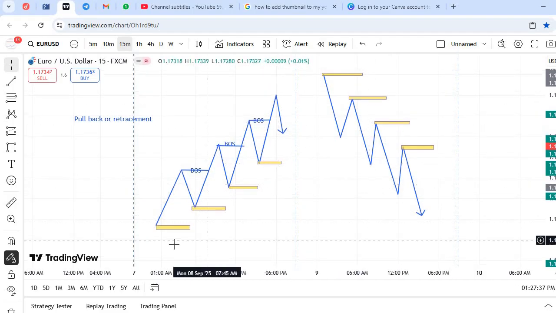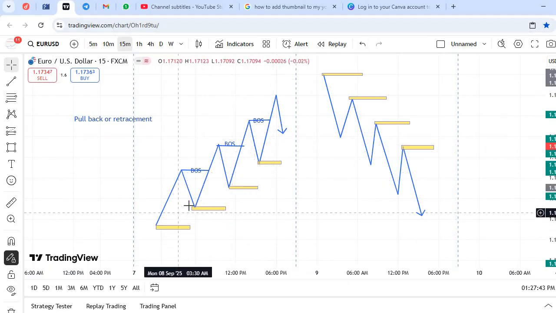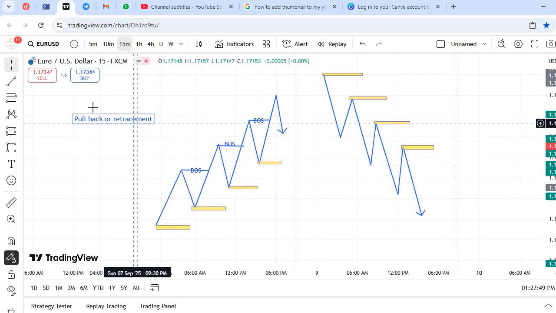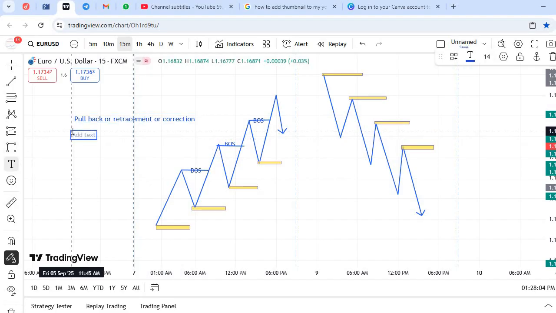Now don't forget that for you to have a valid uptrend, this is what you're supposed to have: a push, a pullback, impulse, correction, impulse, correction. So we have pullback, retracement, or correction, or correctional movement. Then we have a push up, or we have an impulse. For this one, we have a push up, or you can say impulse.